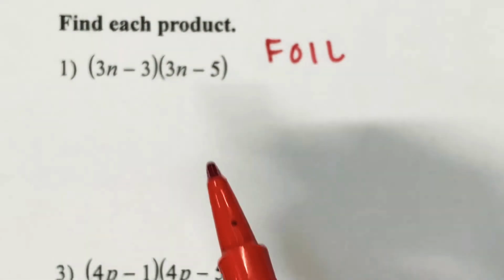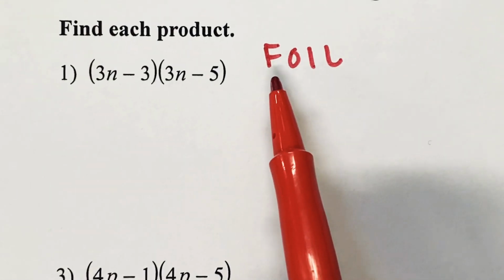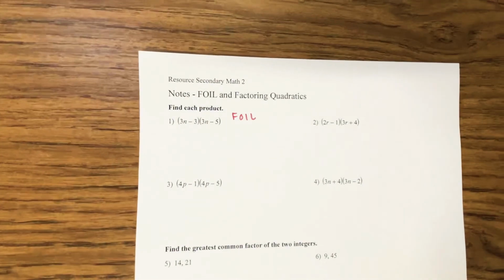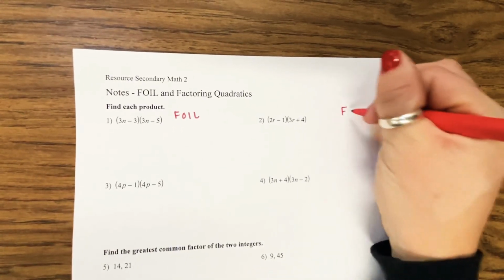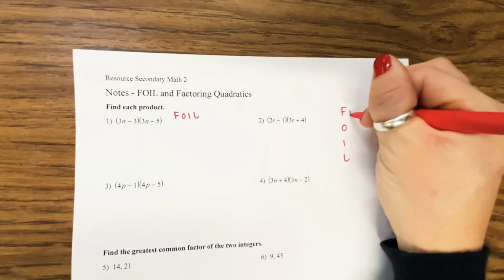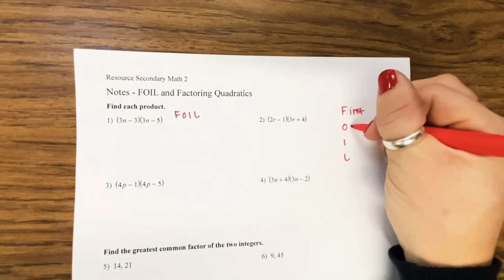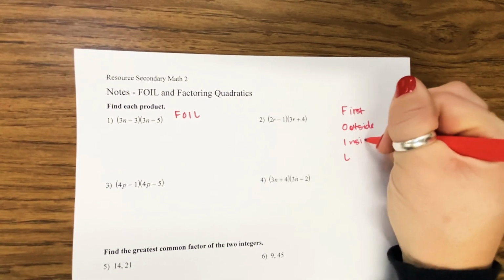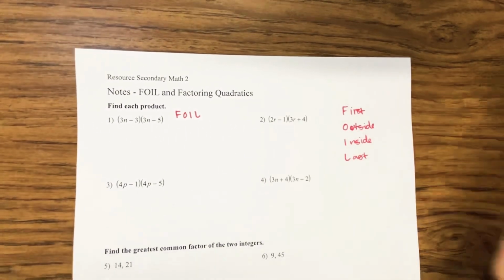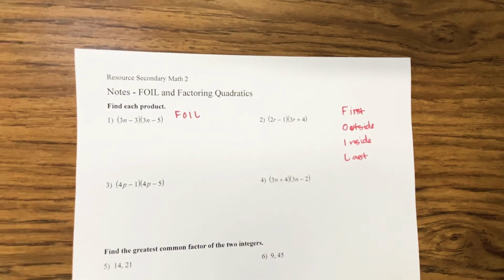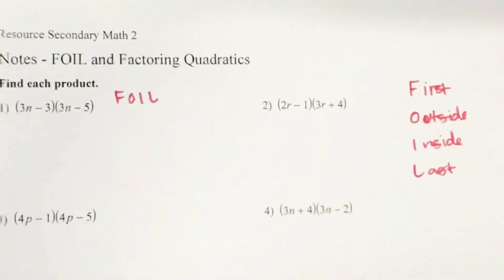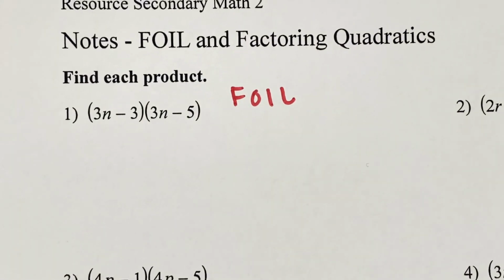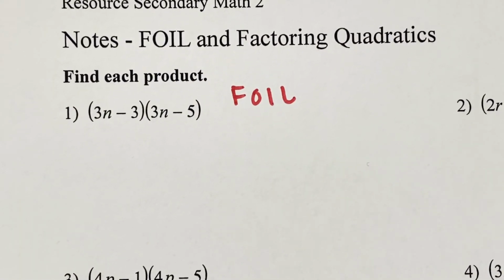Okay, so if I'm going to use FOIL for number 1, that means that FOIL stands for, in fact, I'll write that on the side of our paper. Let's go ahead and write it over here. So we have FOIL that stands for first, outside, whoops, might want to spell it right, inside, and last. Okay, first, outside, inside, last. So if we're going to use FOIL on number 1, we need to first multiply our first terms.